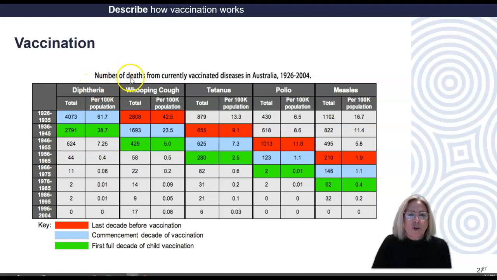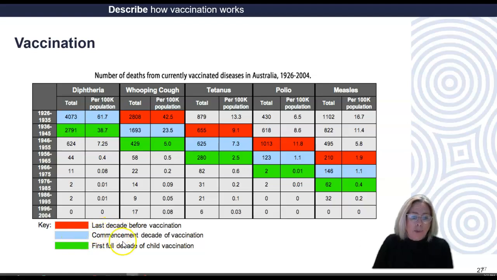I think it's always really useful to have a look at how successful vaccination programs have been. So here we're just looking at the number of deaths from currently vaccinated diseases in Australia. It's quite old, but it doesn't really matter, up to 2004. We're looking at diseases such as diphtheria, whooping cough or pertussis, tetanus, polio, and measles. If you look at the key down here, the red is the last decade before vaccination, right? So for whooping cough, way back in 1926 to 1935, 2,808 people died from whooping cough. So per 100,000 of the population, 42.5.